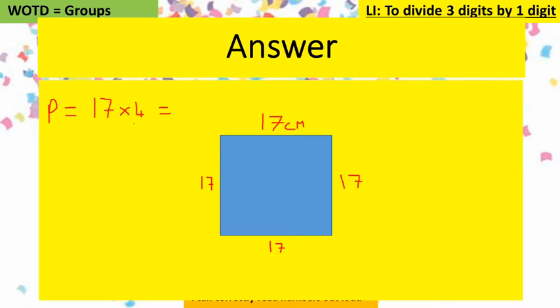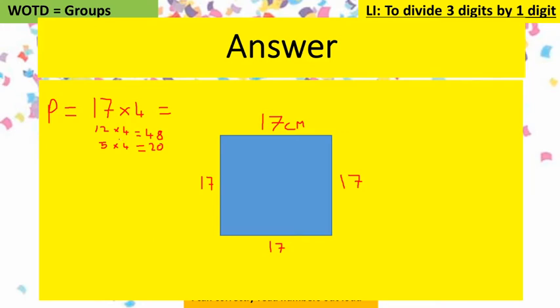Okay, so if I do 17 times 4, you could do 4 times 12 is 48. So 12 lots of 4 plus 5 lots of 4, which would equal 17 lots of 4 together. So you could do that. So you could do 48 add 20, which will give you 68 centimeters.